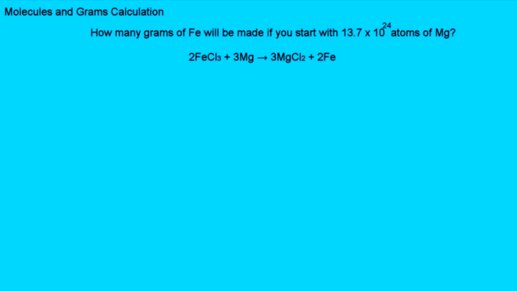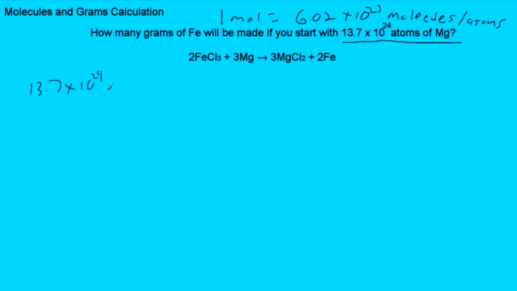Let's try this one. Now we're dealing with molecules and grams. So whenever we're dealing with molecules, remember this, 1 mole equals 6.02 times 10 to the 23 molecules. Remember, molecules, atoms, it's whatever you're talking about. In this case we're talking about atoms, but we're still using this number. We're using Avogadro's number. All right, so let's do it step by step. First of all, we're going to write down a number. Here's our only number. 13.7 times 10 to the 24 atoms of magnesium.